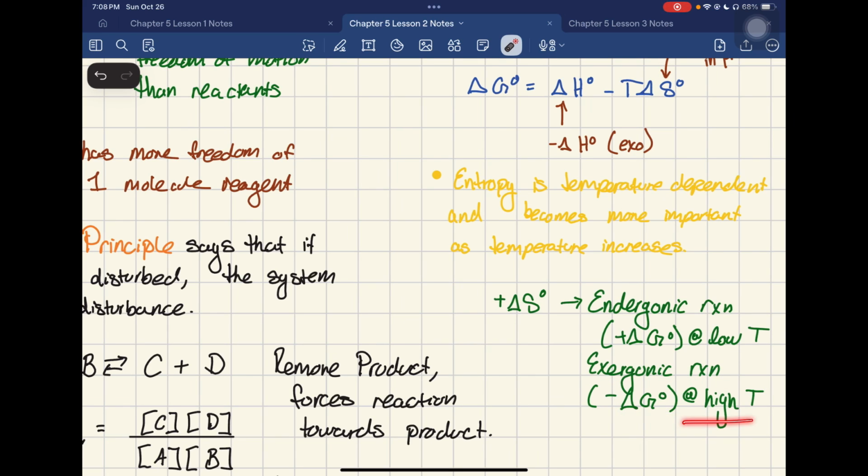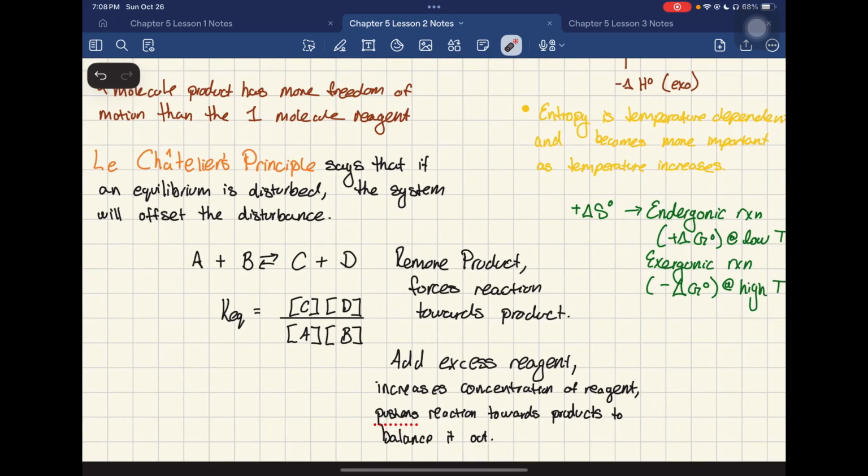Then we look at Le Chatelier's principle, which says that if an equilibrium is disturbed, the system will offset the disturbance. So if we were to remove products, right, take out C, it forces the reaction towards the products to make more C. If we add excess reagent, like we add more B, it increases the concentration of reagent and pushes the reaction towards product to balance it out. So if we increase B, it's going to go forward more to make more product so that the reagent can be balanced out.